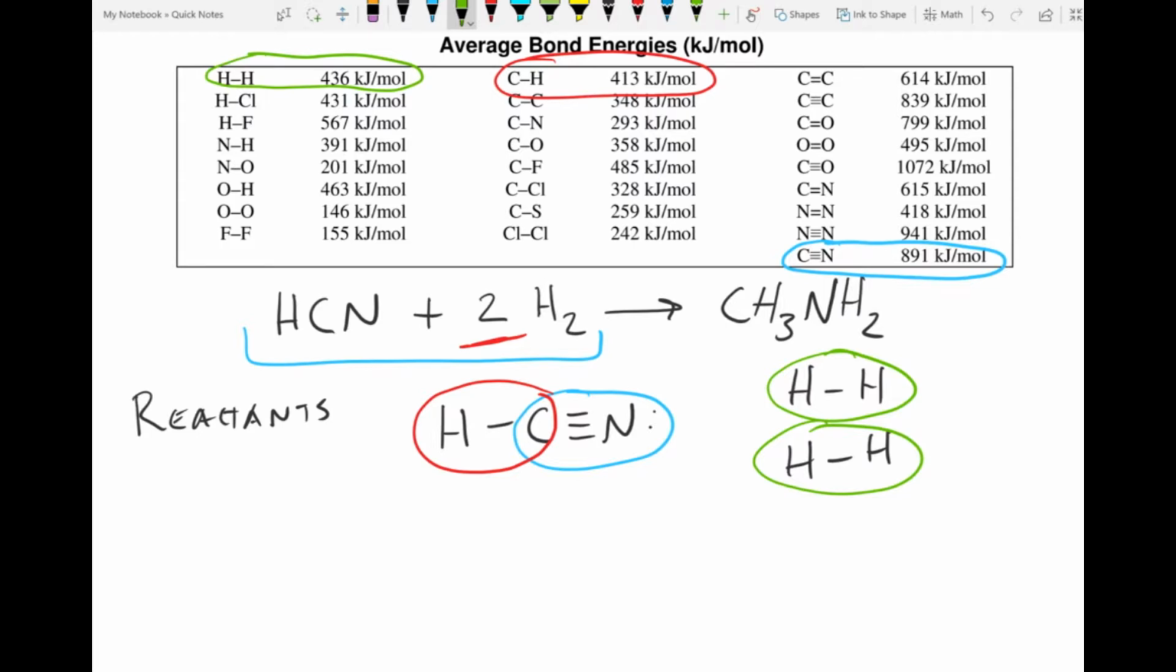So now that you have this, all you have to do is pretty much add up all of the bond energies that you have in all of your reactants so that you know exactly how much energy you need to put into your reaction to break everything apart into their respective atoms.